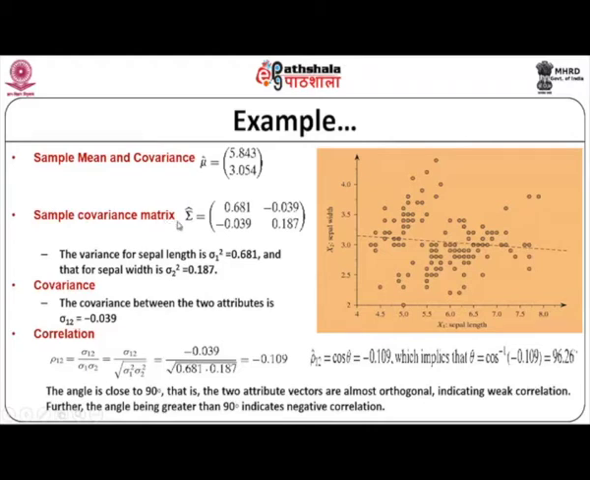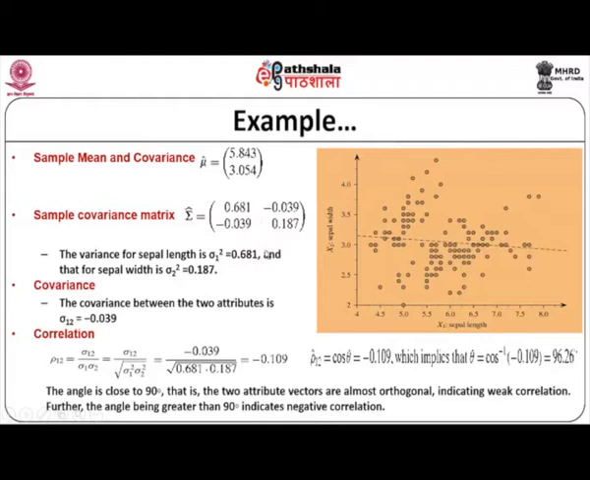So, the covariance matrix will be a 2 by 2 matrix since it is associated with two different variables, sepal length and sepal width respectively. Now, when you take a look at this covariance matrix data, we find the sepal length covariance is going to be 0.681, which is represented by sigma 1 square, and the sepal width covariance is going to be 0.187, which is represented as sigma 2 square.